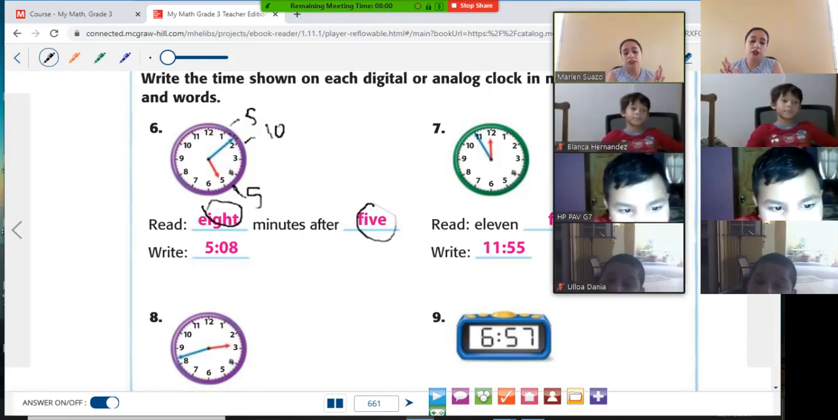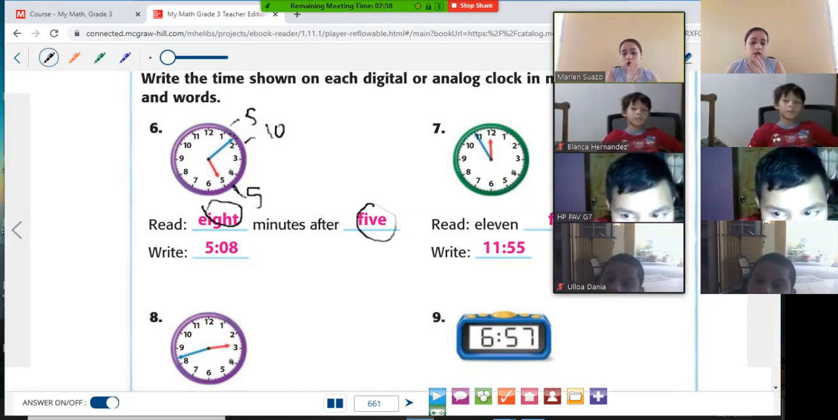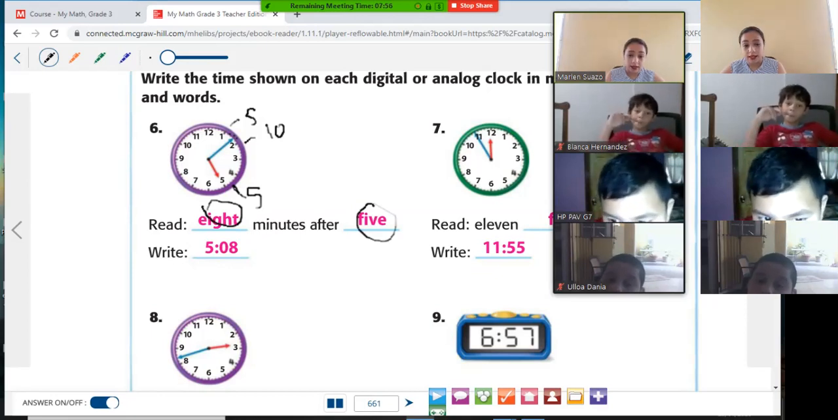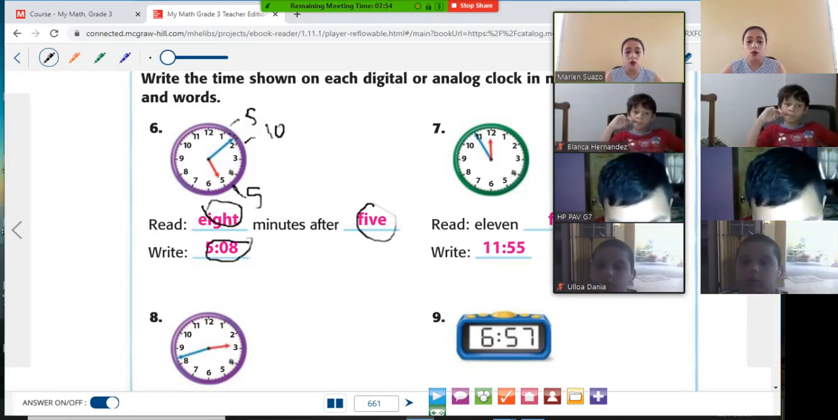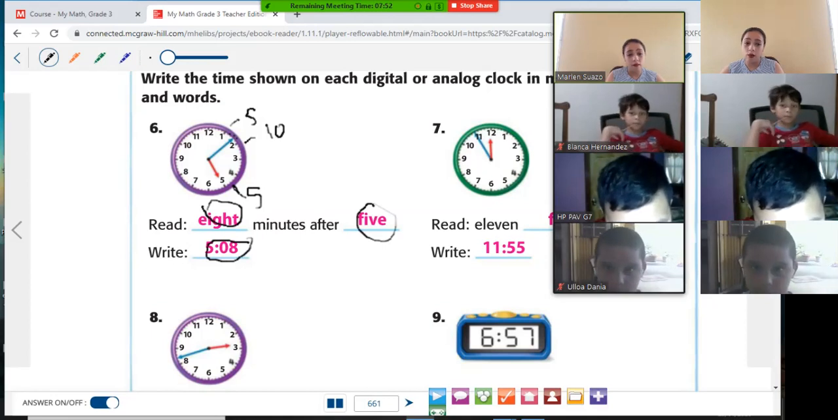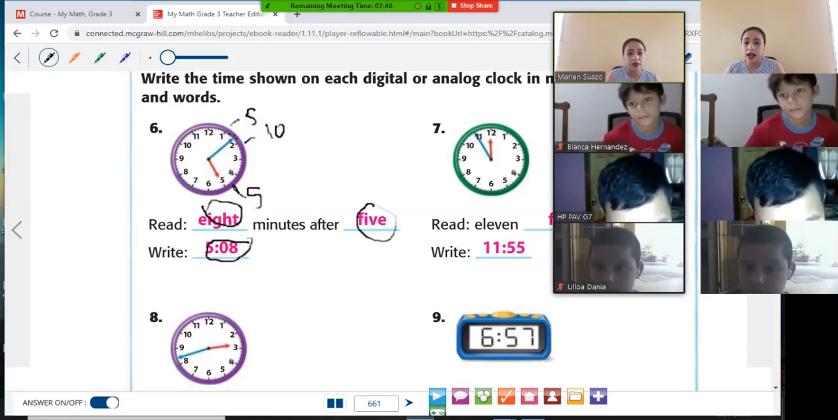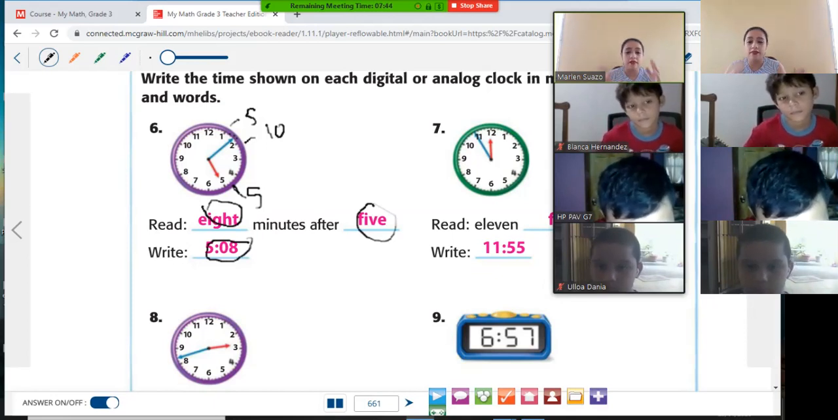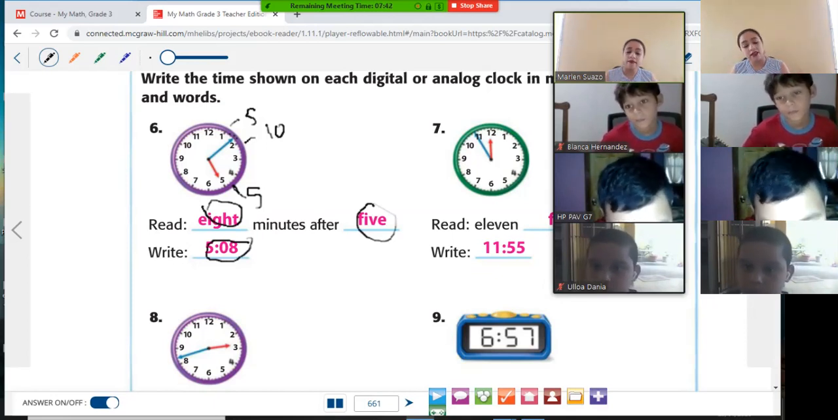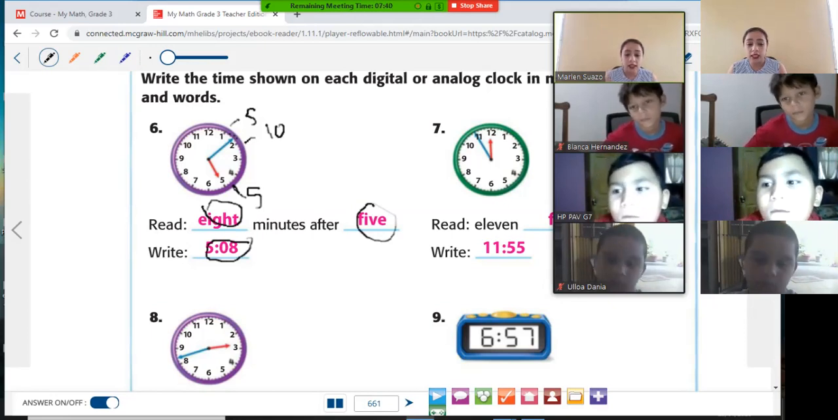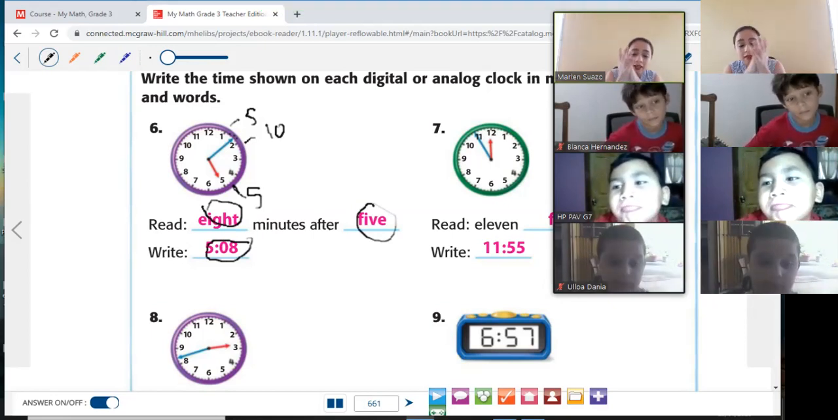Sorry, I was confused, sorry. So what time is it? It is 5:08. 5:08. That is a proper way to read the time on a digital clock. 5:08. You say 5:10, 5:15, 5:20, 5:25. Okay?